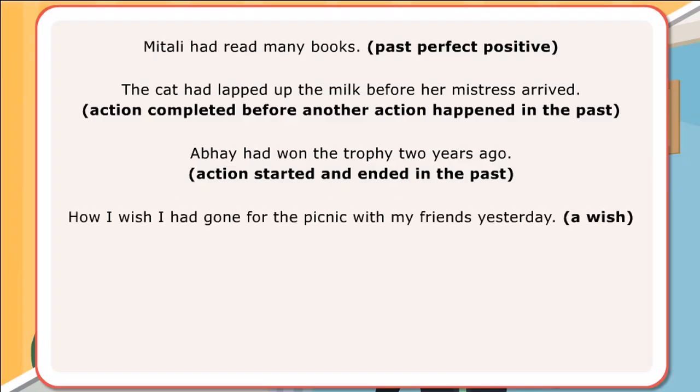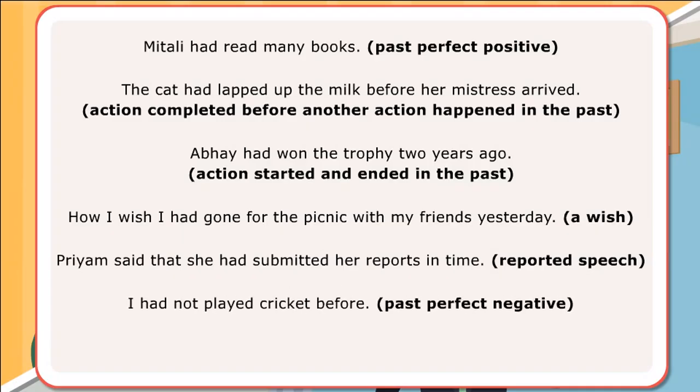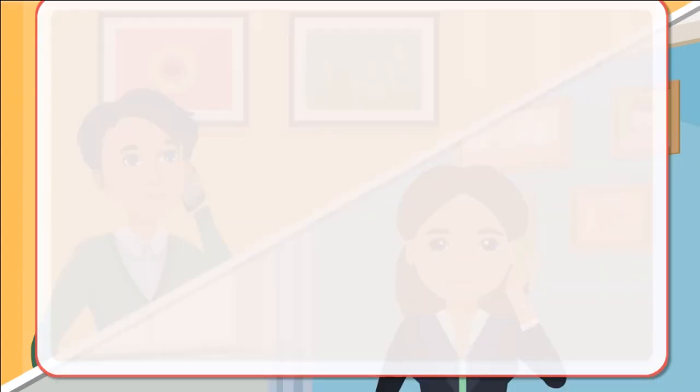How I wish I had gone for the picnic with my friends yesterday. Priyam said that she had submitted her reports in time. I had not played cricket before. Had you taken an off last week?